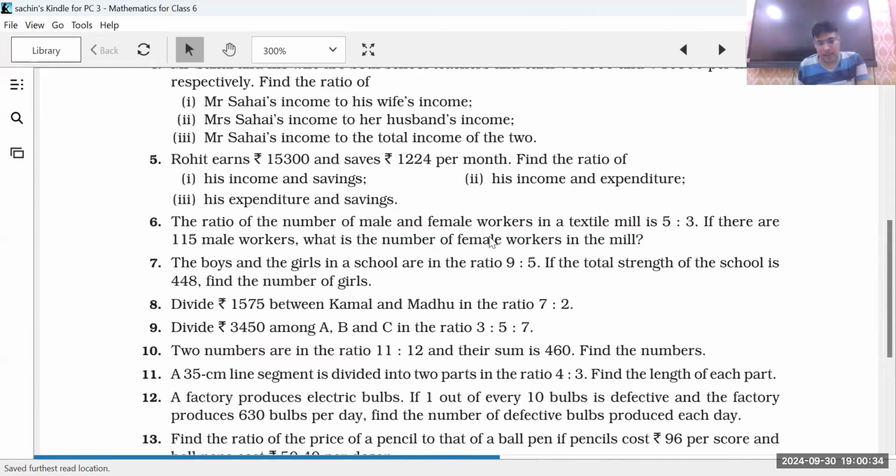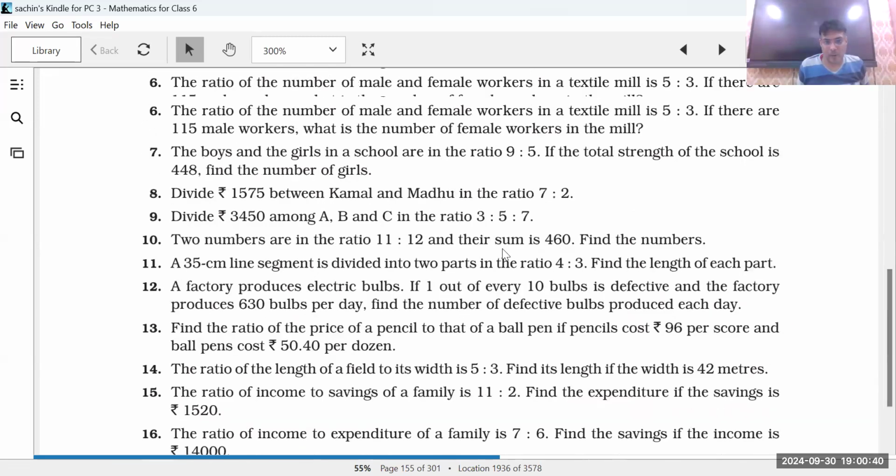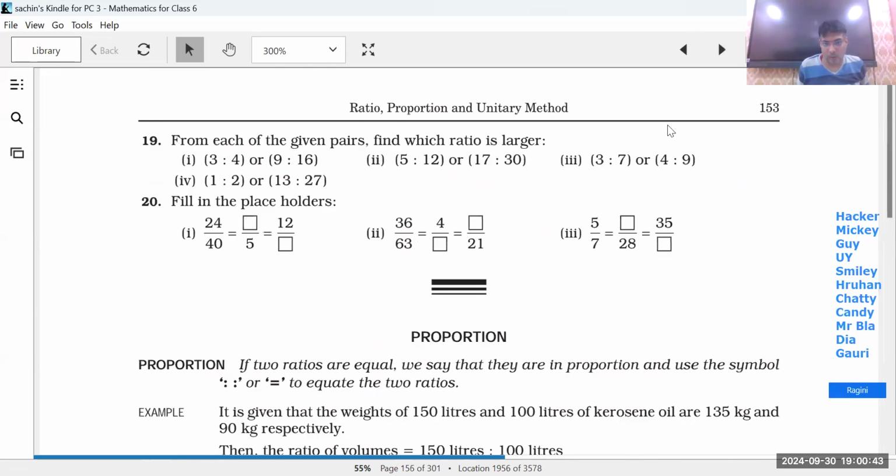So beta, practice this exercise from your school book also. Yes, sir. Let me know by the next class if you have any doubts.